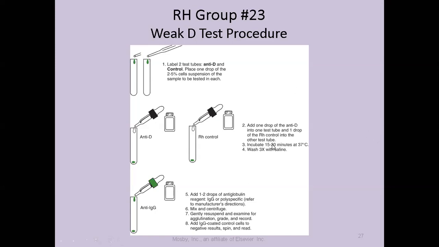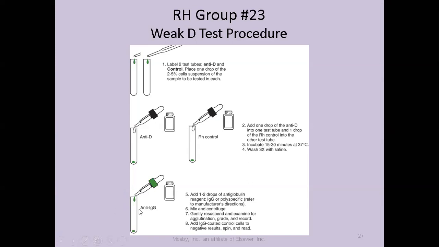So we wash 3 times, then we're going to add 1 or 2 drops of our anti-human globulin reagent, our anti-IgG. We're going to centrifuge for 15 seconds and read it, and this could be some very weak reactions. If we get a positive here after adding our anti-IgG, we would grade it 1+, 2+, what have you. That means this individual has weak D. So we just needed this anti-human globulin to help us detect it.